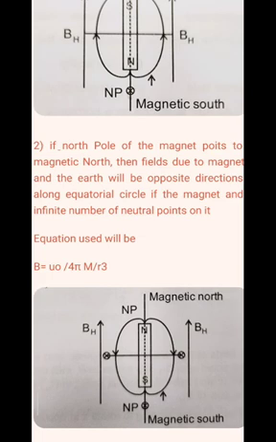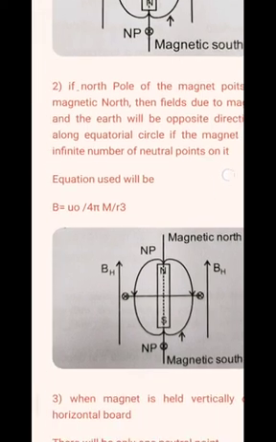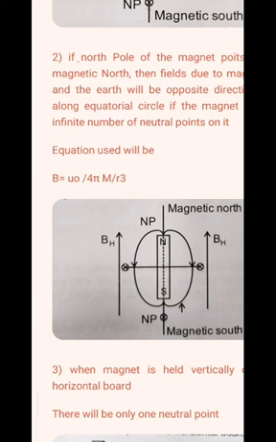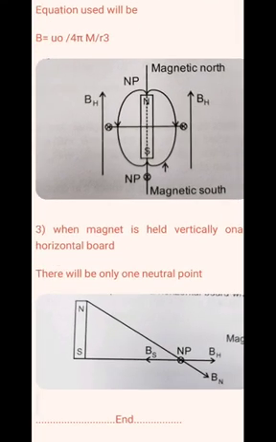When the north pole faces the magnetic north, then the neutral points are found on the equatorial line, and their field is equal to mu naught by 4 pi, m by r cube. If a magnet is held vertical, then there will be only one neutral point.